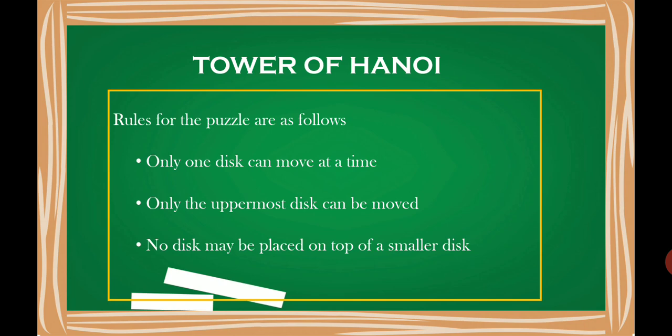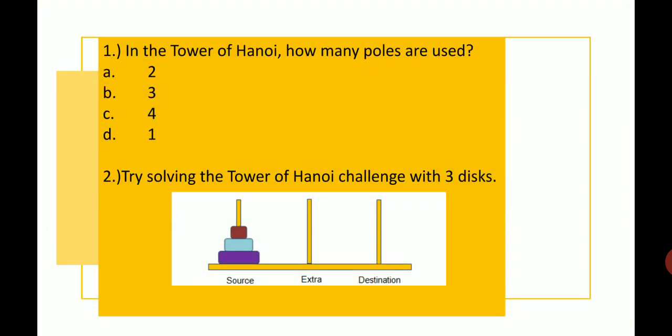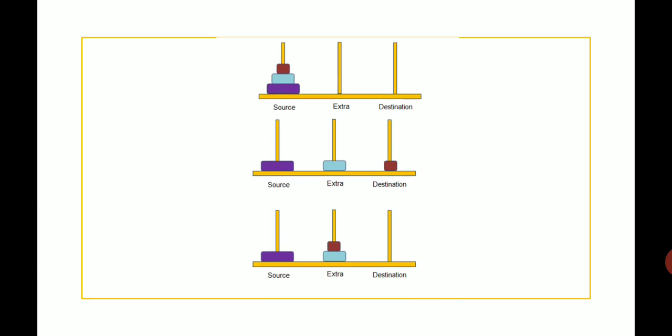So let us solve one example. In the Tower of Hanoi, how many poles are used? So the correct answer is 3 poles. Now there's an example given over here. Try solving the Tower of Hanoi challenge with 3 discs. So here 3 discs are given. Let me show you the solution stepwise.